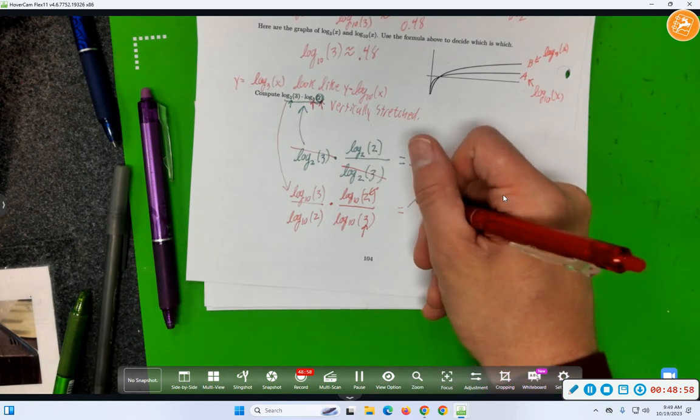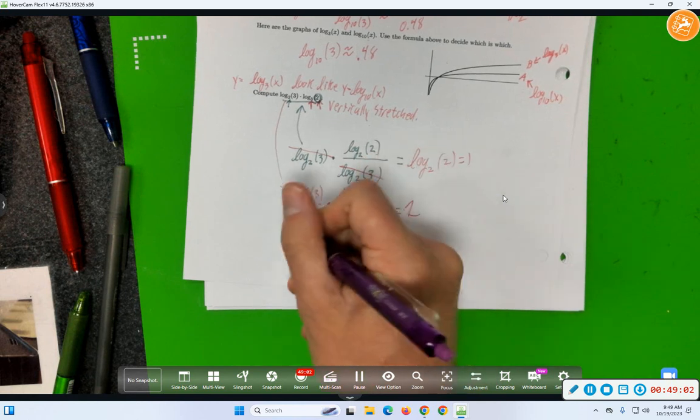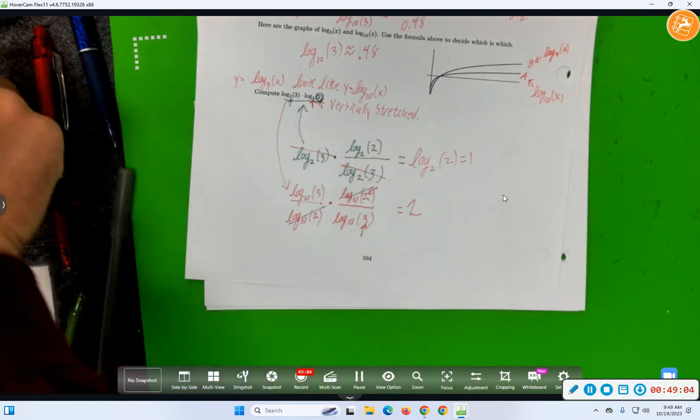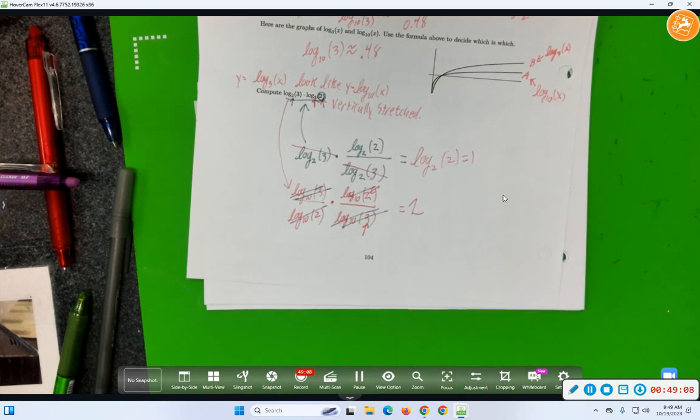Just 1. Log base 10 of 2 cancels with log base 10 of 2. Log base 10 of 3 cancels with log base 10 of 3. I find that it's sometimes useful when you're doing lots of cancellation to do the different cancellations in different designs so you can see what's canceling with who.